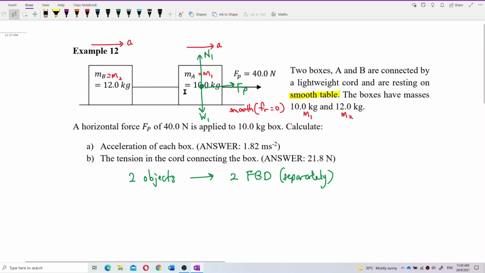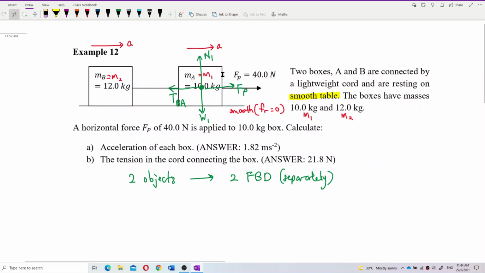Now look at A first. A should have a tension in this direction. Who experiences this tension? Block A, isn't it? So for block A, you should put it as B pulling A behind. That means this is TBA, the tension of B on A. What is meant by TBA? Let me write it down.